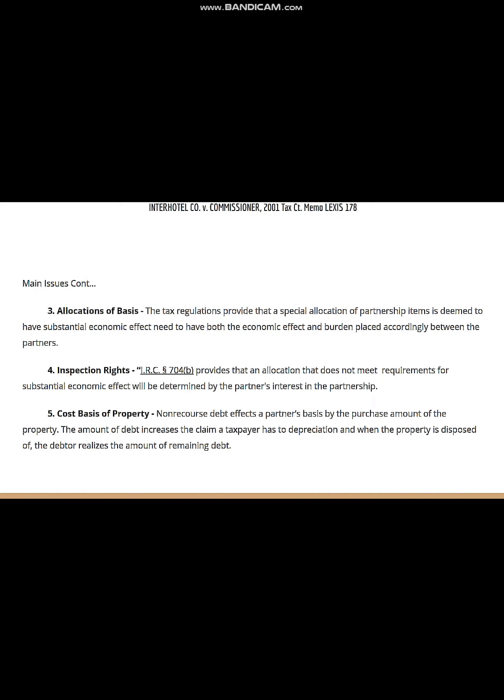And lastly, number 5, the main issue of this case was cost basis of the property. So non-recourse debt affects the partner's basis by the purchase amount of the property. And this goes a little bit deeper into the case where there was debt between different partners, with the changes of ownership and different partners and their basis in the property itself. So those were the 5 main issues that we saw in Interhotel versus Commissioner.